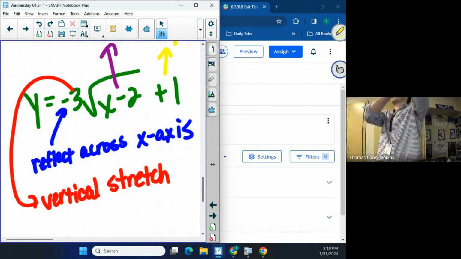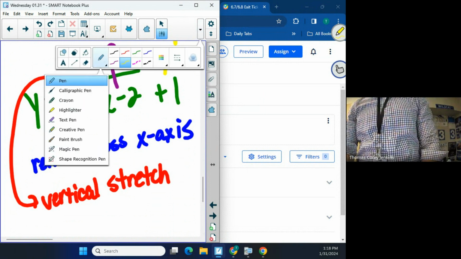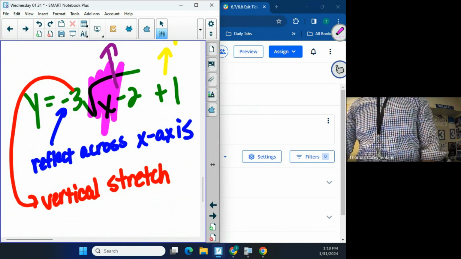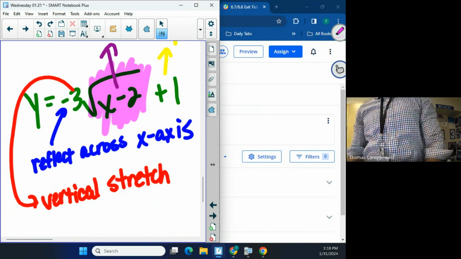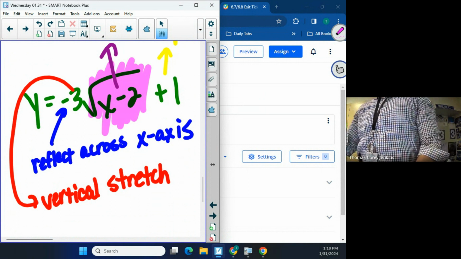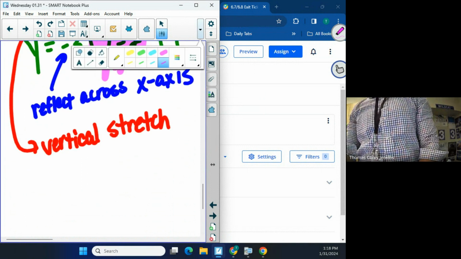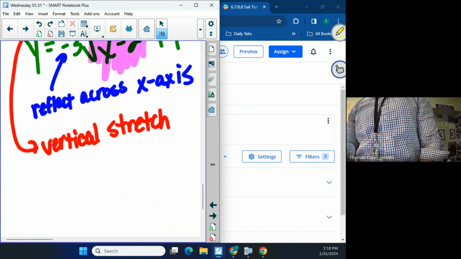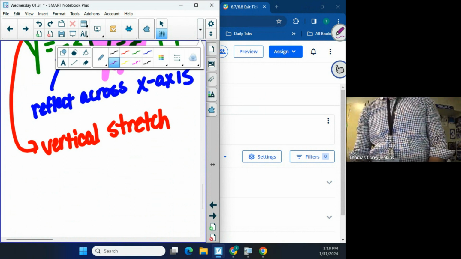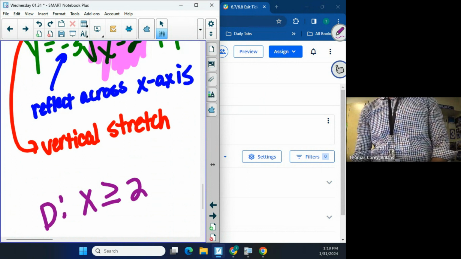Your domain restriction for this one is that square roots can't be negative. Okay. So you're just looking here for the domain right here. That's the only part that matters. So what x's make it negative under there, right? So you're basically thinking about x minus 2 equals 0. That'd be 2. So x has to be greater than or equal to that number. Okay, so x has to be greater than or equal to 2. That would be my domain.